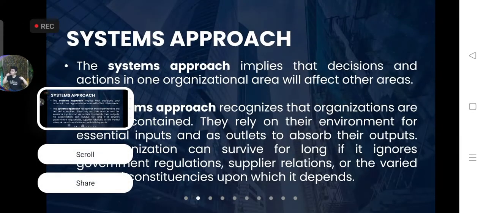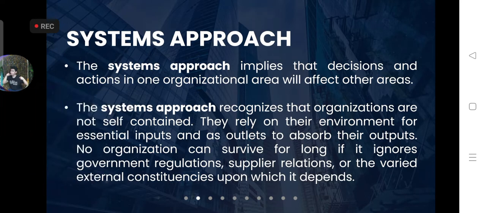So, systems approach. The systems approach implies that decisions and actions in one organization or organizational area will affect other areas. As we all know, a system works as one. So, if one part of the system fails, then it will affect the whole system.